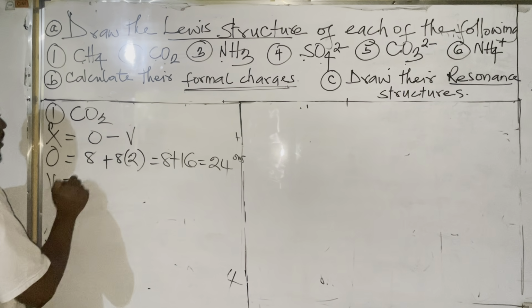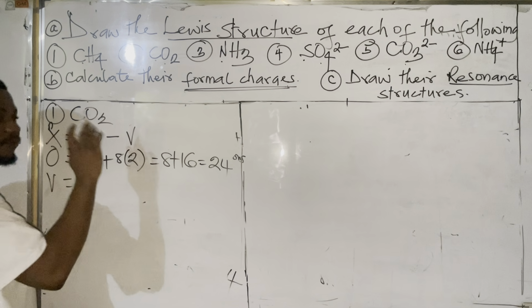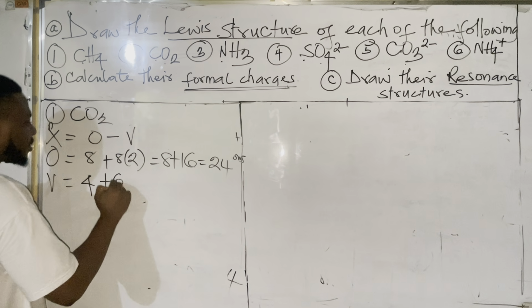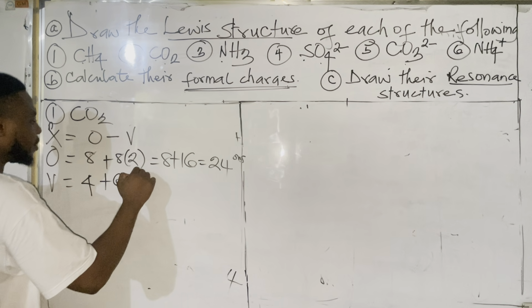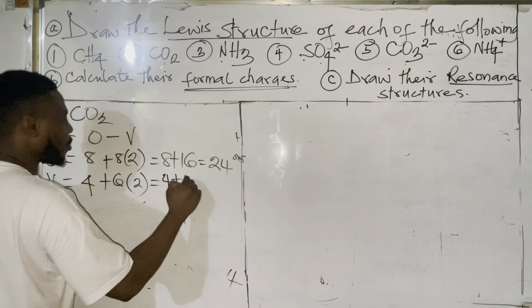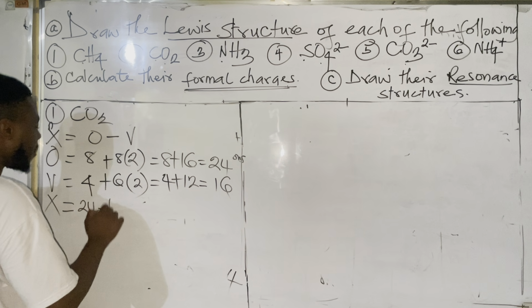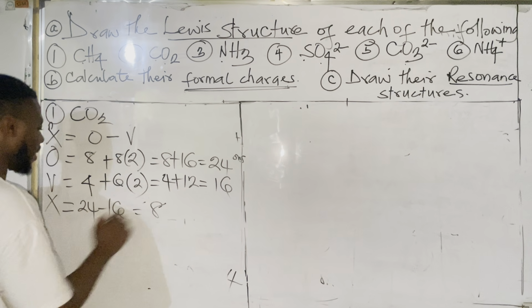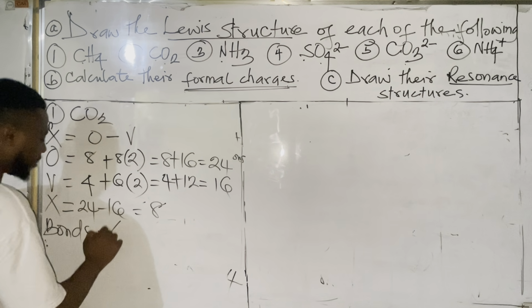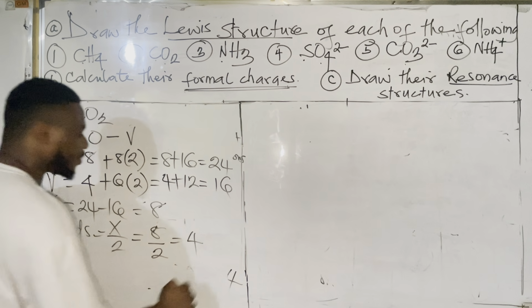So the valence electrons. Remember, we use the group of the elements. Carbon has 4 valence electrons, so this is 4 plus, oxygen has 6 valence electrons, so 6 times 2. So we have 4 plus 12, which gives us 16. So X will be 24 minus 16, and 24 minus 16 is 8. So the bonds, which is the next thing, is X over 2, which gives us 8 over 2, and 8 over 2 is 4.